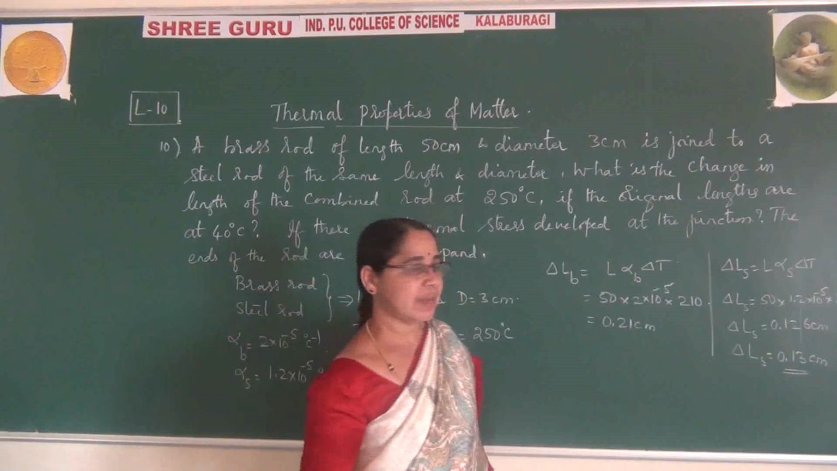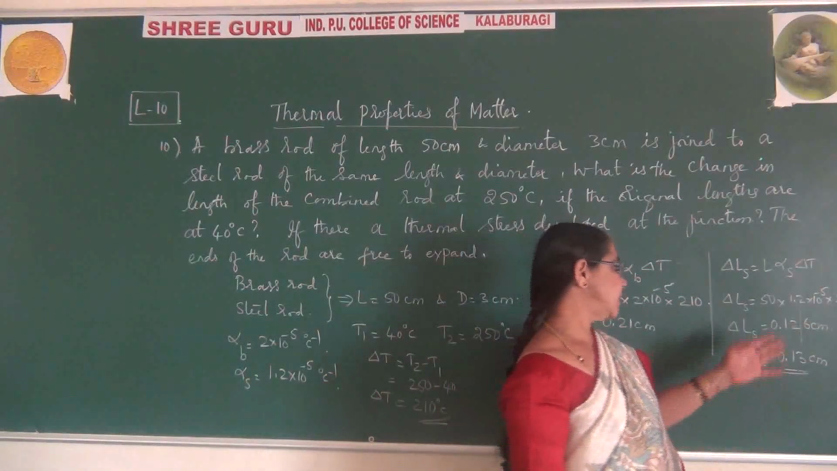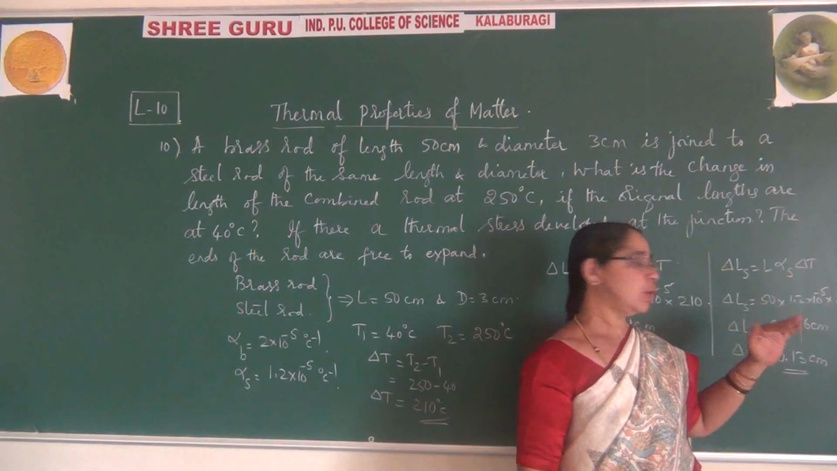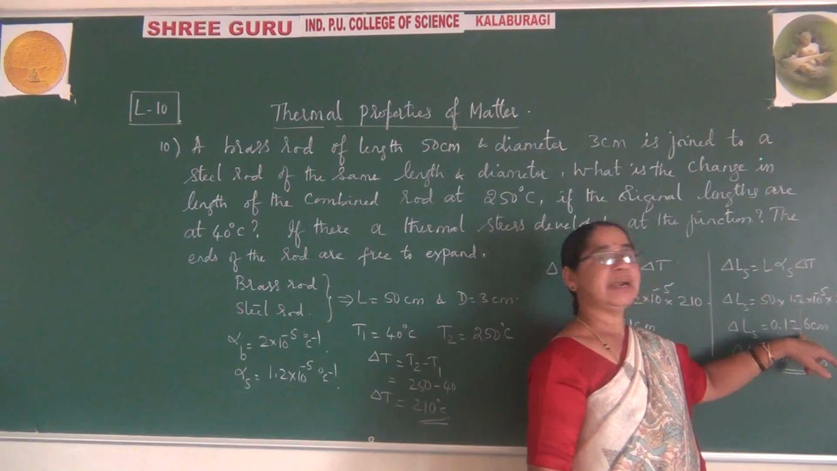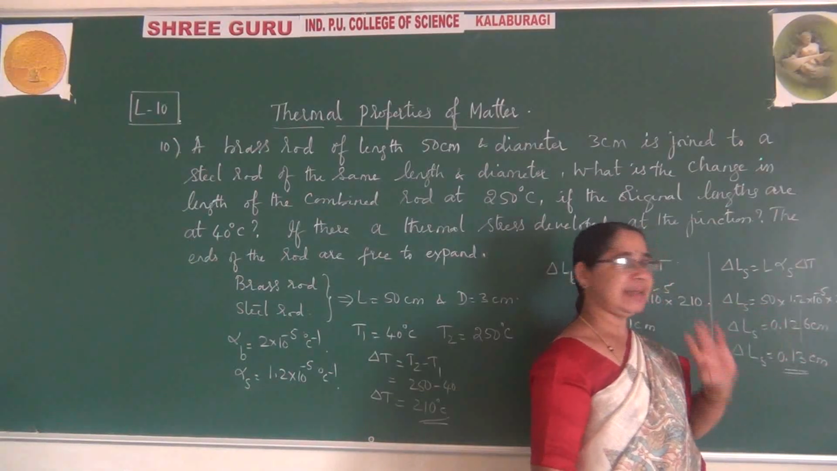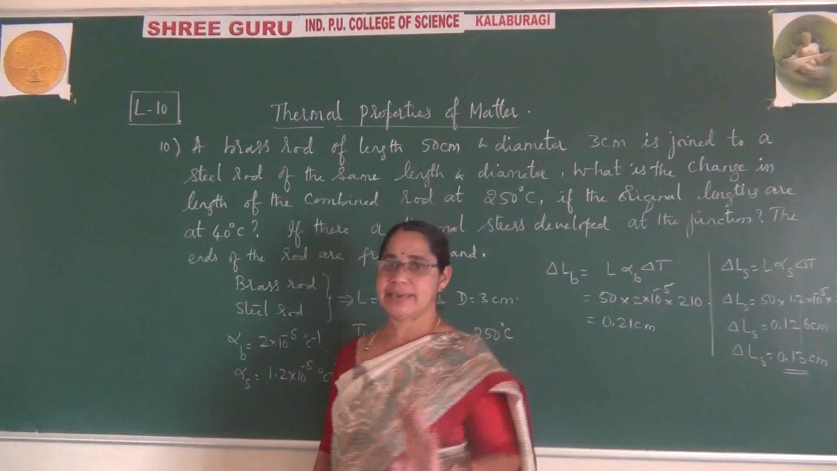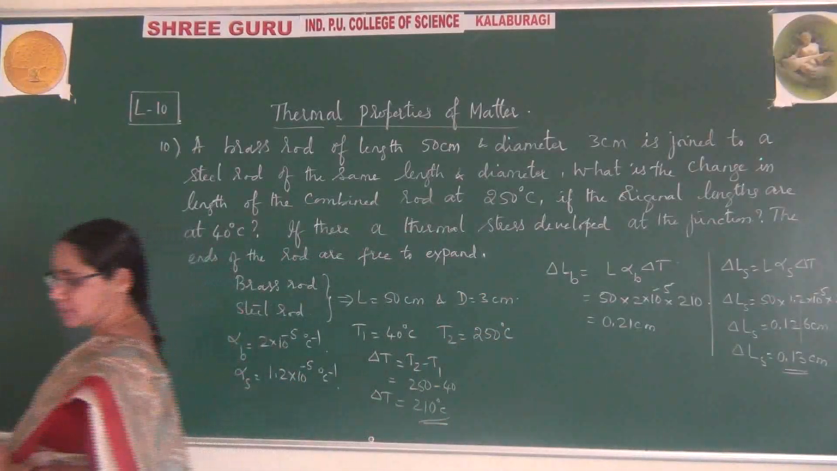Hope you understood this one. You learned this in the first chapter of mechanics, where you learned significant figures and also how to take the approximation. So with the help of that I have written this. I have taken only 2 digits, that is 0.13 centimeter. You have got the change in length of both the rods now.